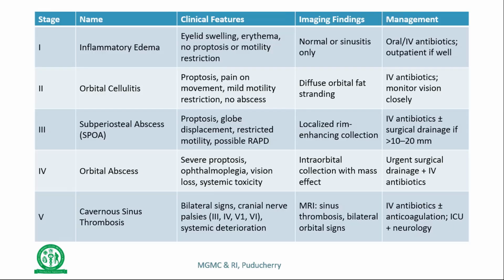Stage 3 is when there is a subperiosteal abscess with a localized rim-enhancing collection seen and a globe displacement. In addition to IV antibiotics, consider surgical drainage if the criteria for drainage are fulfilled. A case of orbital abscess with severe proptosis, ophthalmoplegia, and an intraorbital collection needs urgent surgical drainage along with IV antibiotics. And with cavernous sinus thrombosis, where you see bilaterality, multiple cranial nerve involvement, and systemic deterioration, patient needs ICU care with IV antibiotics and anticoagulation.